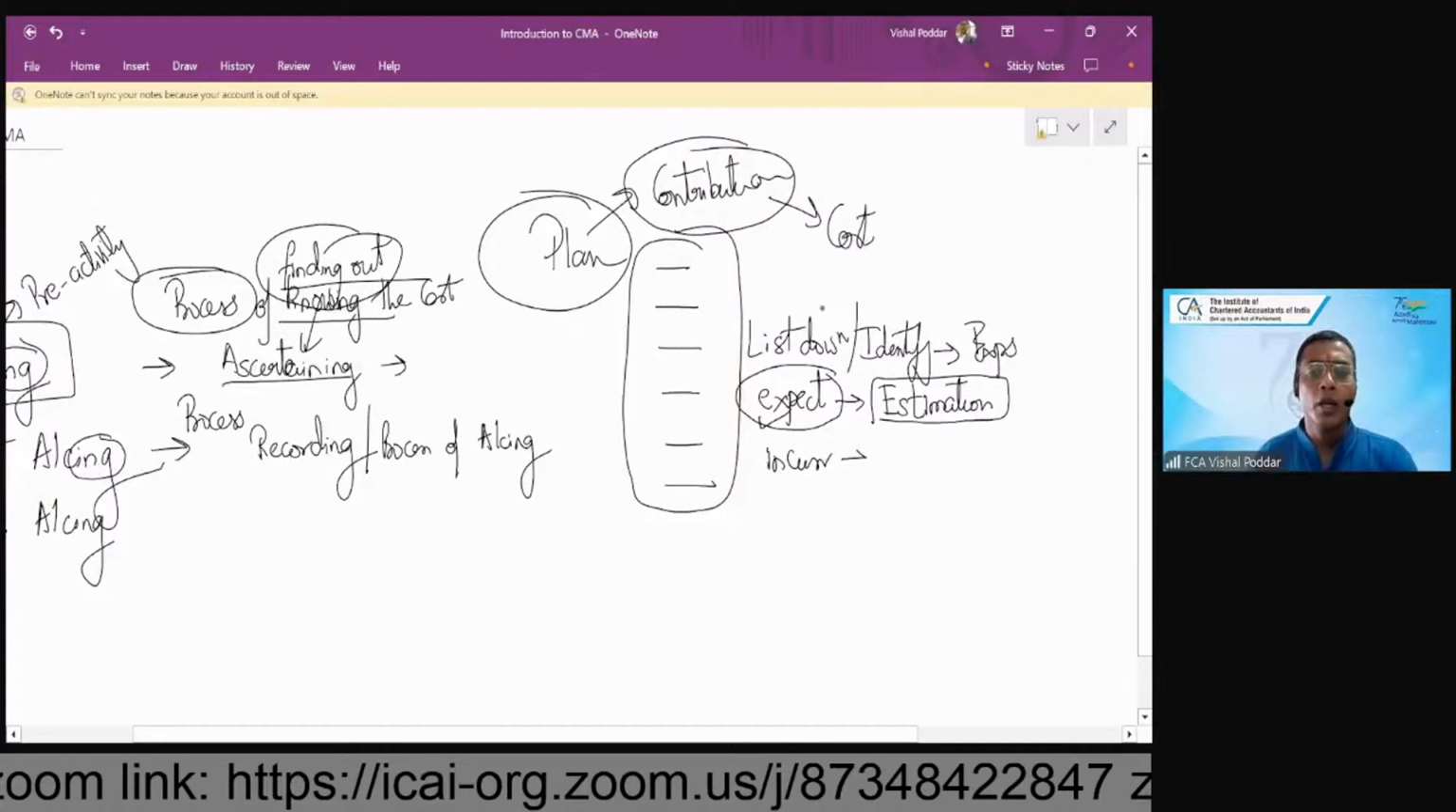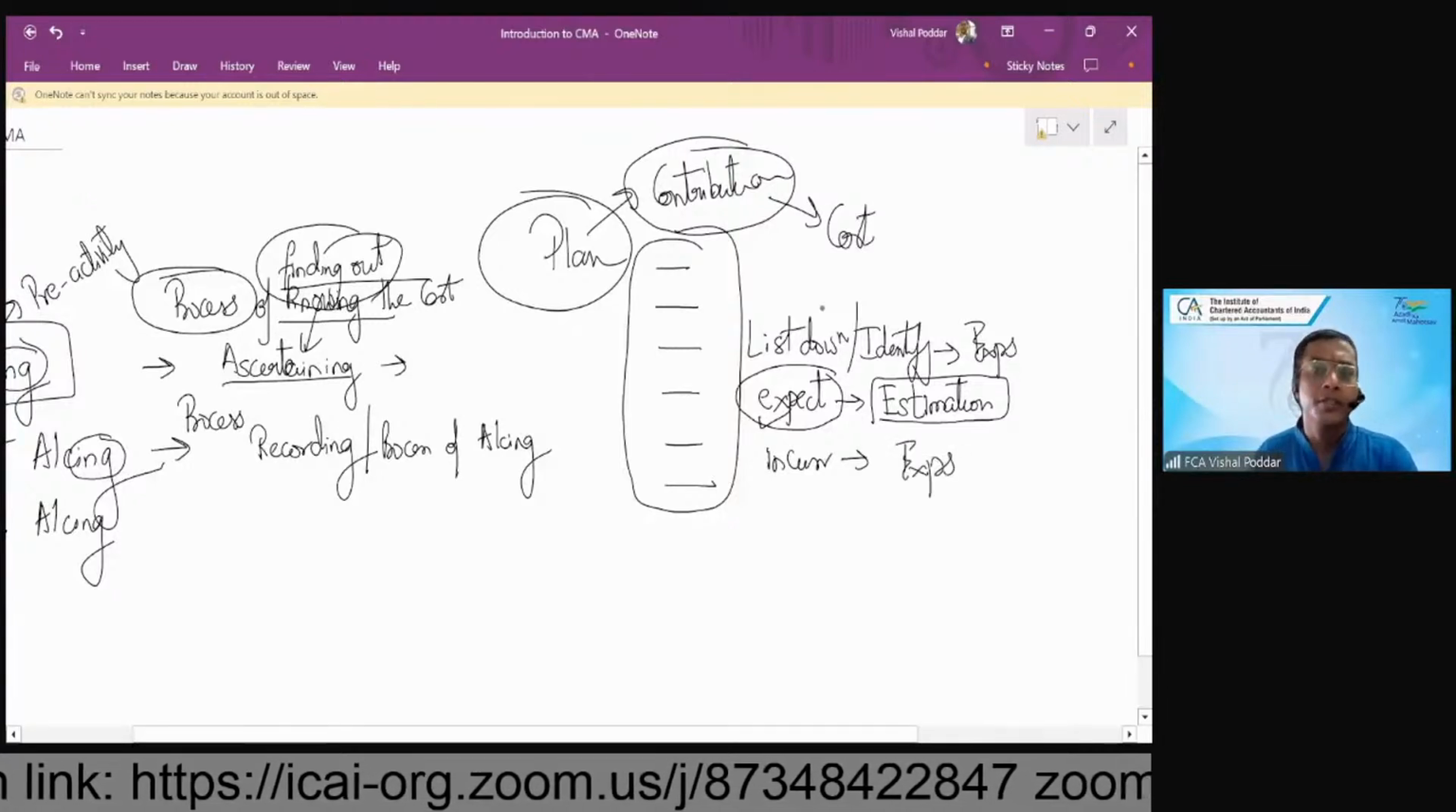And it is an estimate about what? It is an estimate about the expenses that I will be incurring.